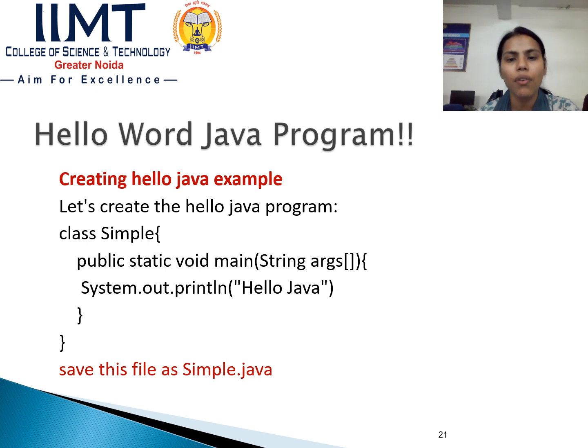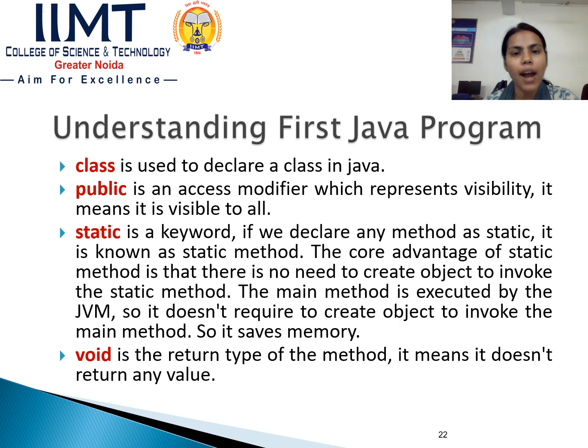Hello World Java program. Let's create the Hello Java program. Class Simple, public static void main(String[] args), System.out.println("Hello Java"), and save this file as Simple.java. Now we describe understanding the first Java program. First, class is used to declare a class in Java.